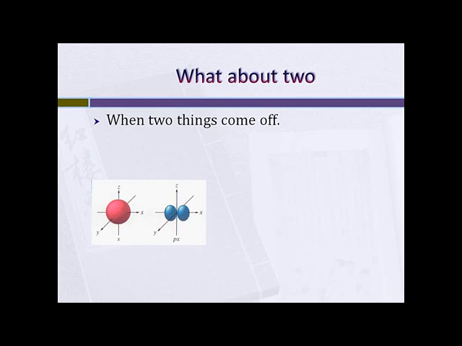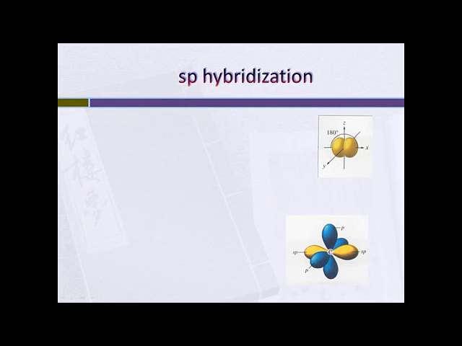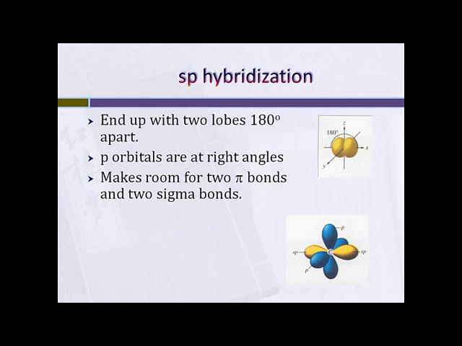What about 2? You knew this was coming. 1s and 1p hybridized, we end up with a linear structure. We call it sp. The bond angle between it is 180 degrees. Okay, those 2 lobes, they're going to be as far apart. They do obey the electron domain theory. The p orbitals you'll see below are at right angles to each other, and so that makes room for 2 pi bonds and 2 sigma bonds on each one.